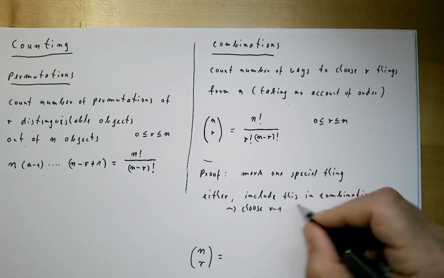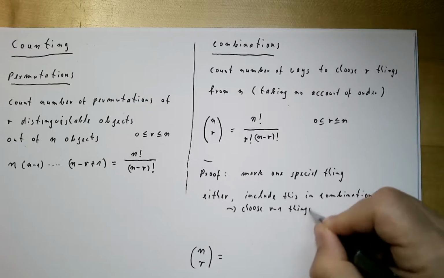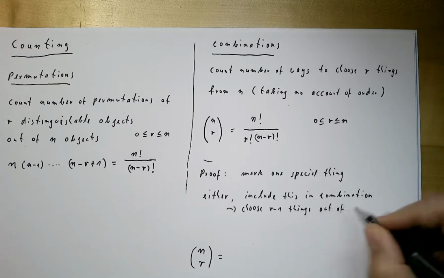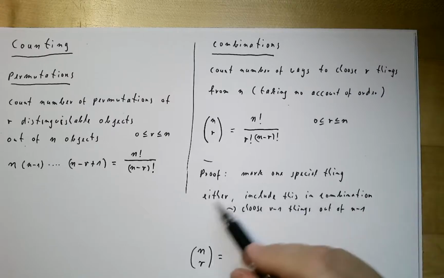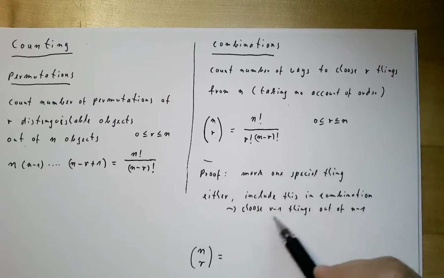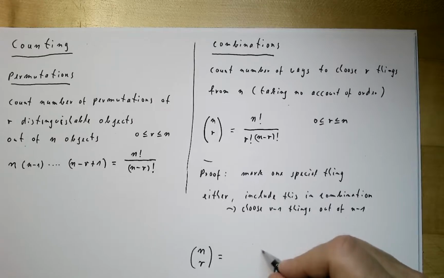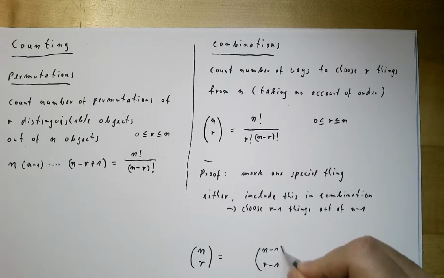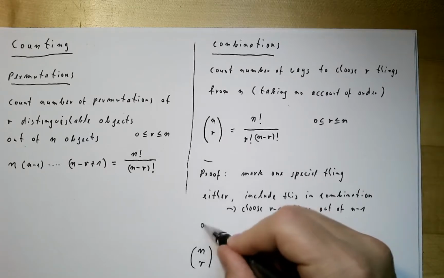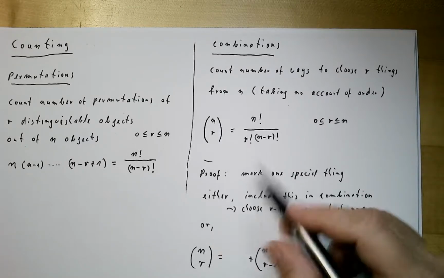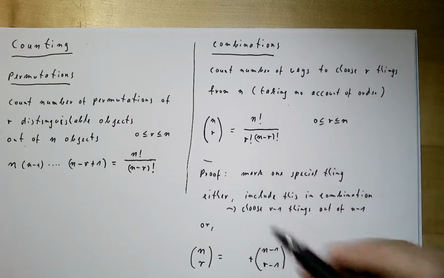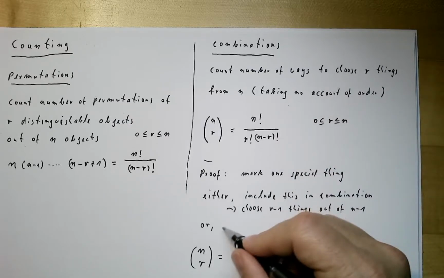r minus 1 things out of the remaining n minus 1. So we have marked this as included, and then we have still to find a way how to choose the other remaining r minus 1 things out of n minus 1. So this is then n minus 1 over r minus 1. But we have forgotten something, or it could have been that this chosen thing is not in our combination, so we exclude this.